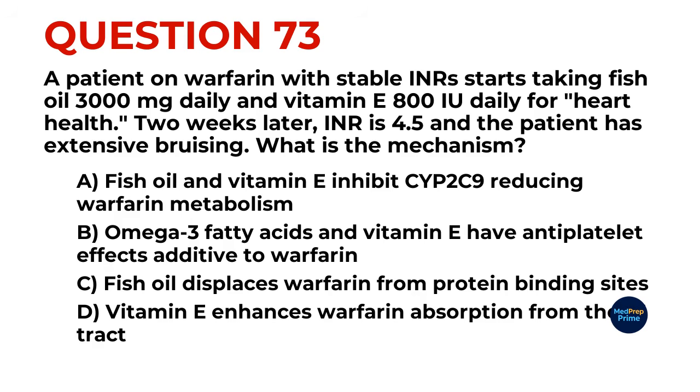A patient on warfarin with stable INRs starts taking fish oil 3,000 mg daily and vitamin E 800 IU daily for heart health. 2 weeks later, INR is 4.5, and the patient has extensive bruising. What is the mechanism? Option A.